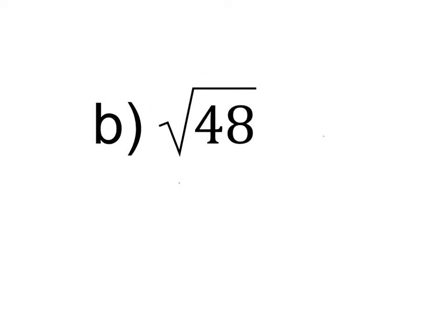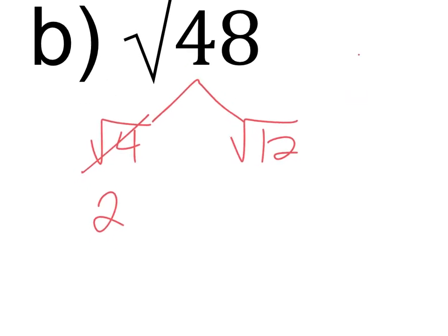So 48 breaks up, there's two different ways you can look at it. I'm going to do the longer way first. You could think, okay, 4 goes into it. 4 is a perfect square, so it'll be 4 times 12, right? What is the square root of 4? Well, that's 2. So it would be 2 square roots of 12, but you can break apart 12.